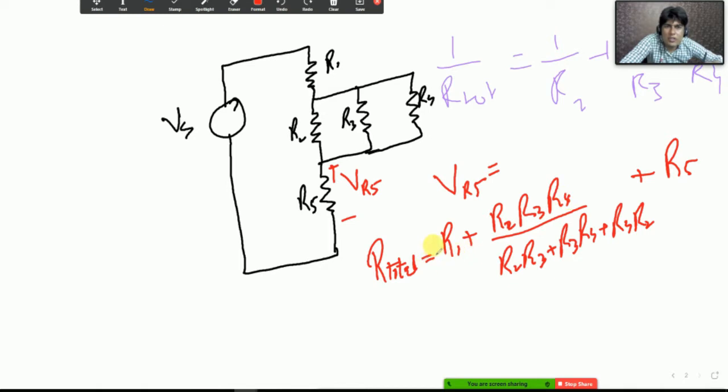Okay, so in this way you can find the potential. If the question is like this, find the potential across this, VU meaning unknown, how will you find the potential across this resistor?